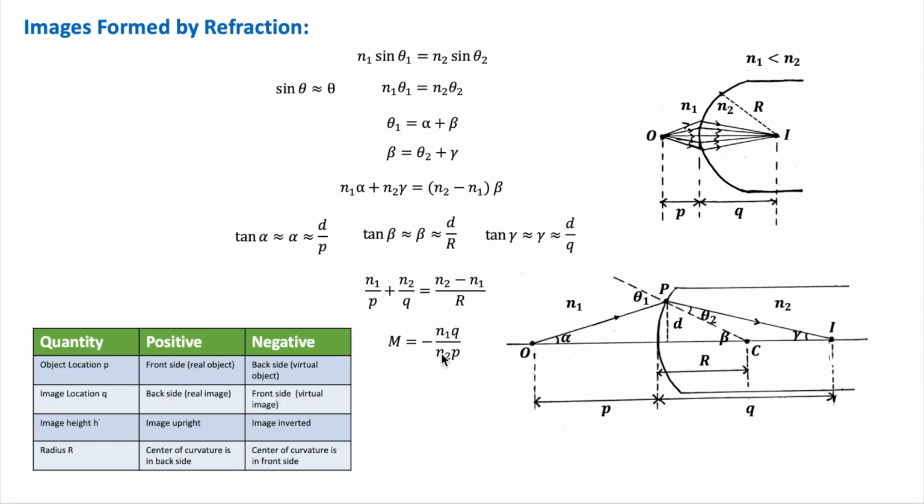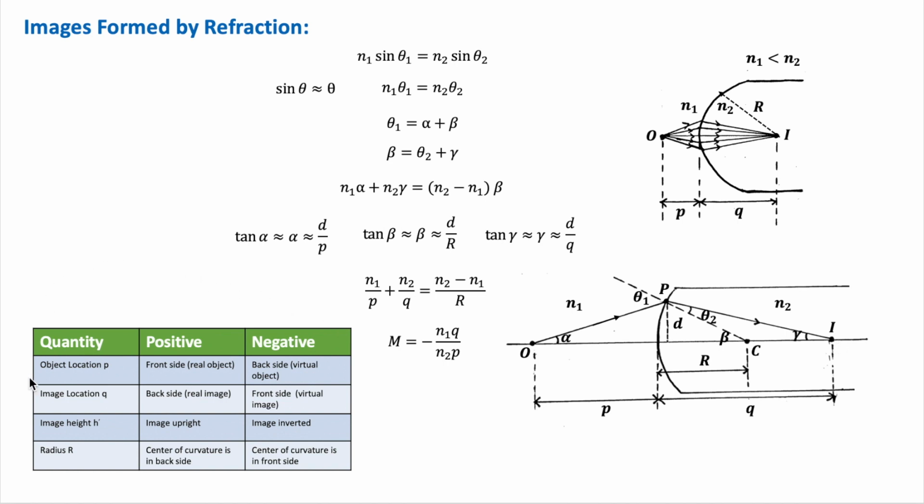So the magnification is minus n1 q over n2 p, and you can show this using a geometric model, but I'm not going to include it here. So note here how a real image is formed at the opposite side from which light originates. So the image here is real because actual light rays pass through the image point, so it's not a virtual image, okay?